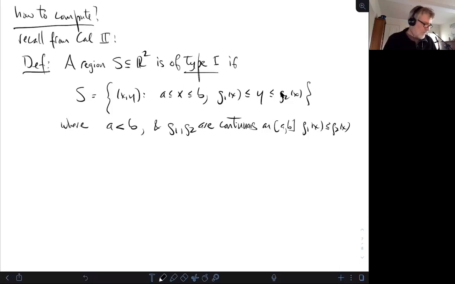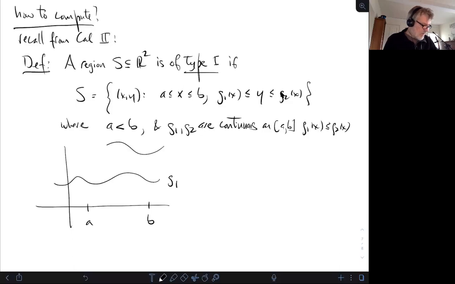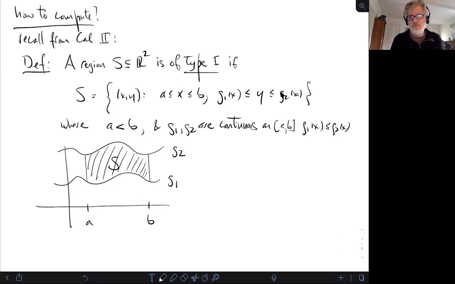All right. Okay, so a picture is worth 1,000 words. So what does this mean? What it means is you have these two numbers a and b. You have the graph of a function g1. You have the graph of a function g2. And S is everything here. This is S. Okay? You remember those for sure.